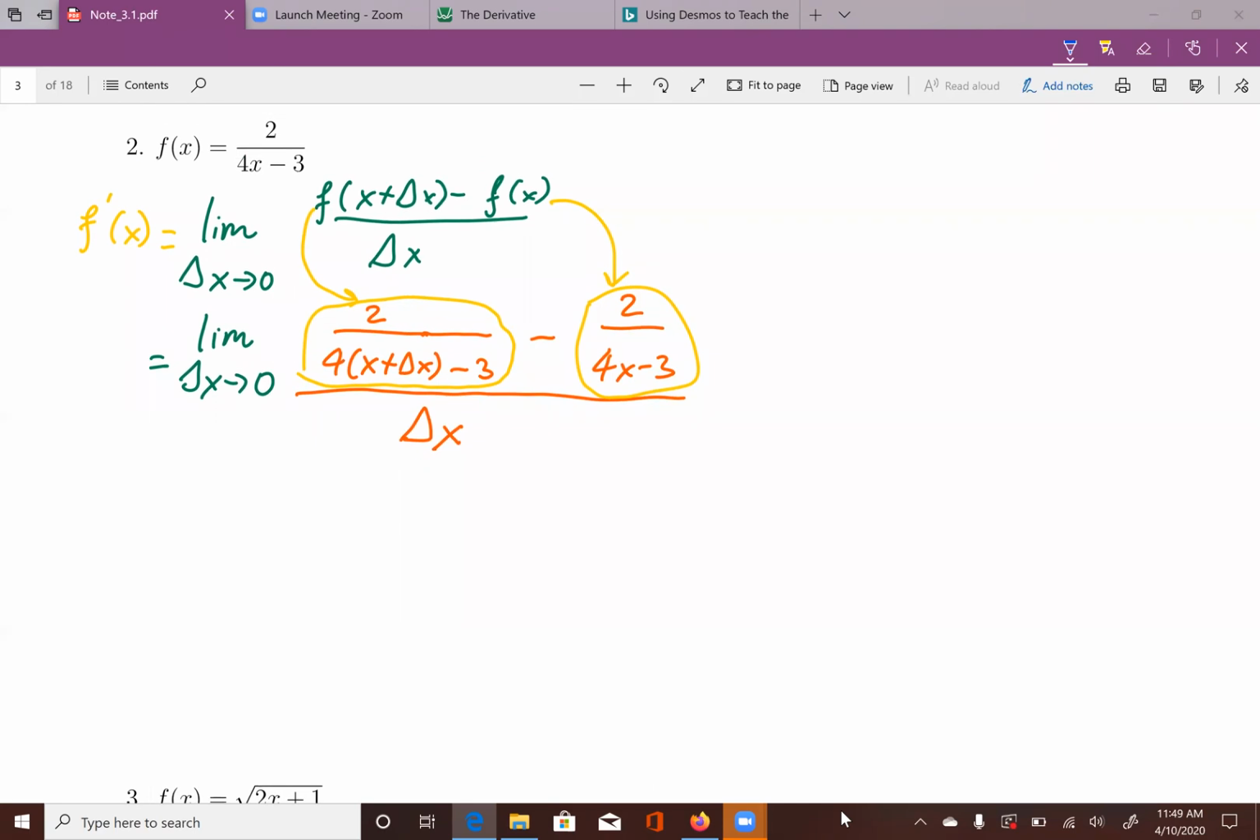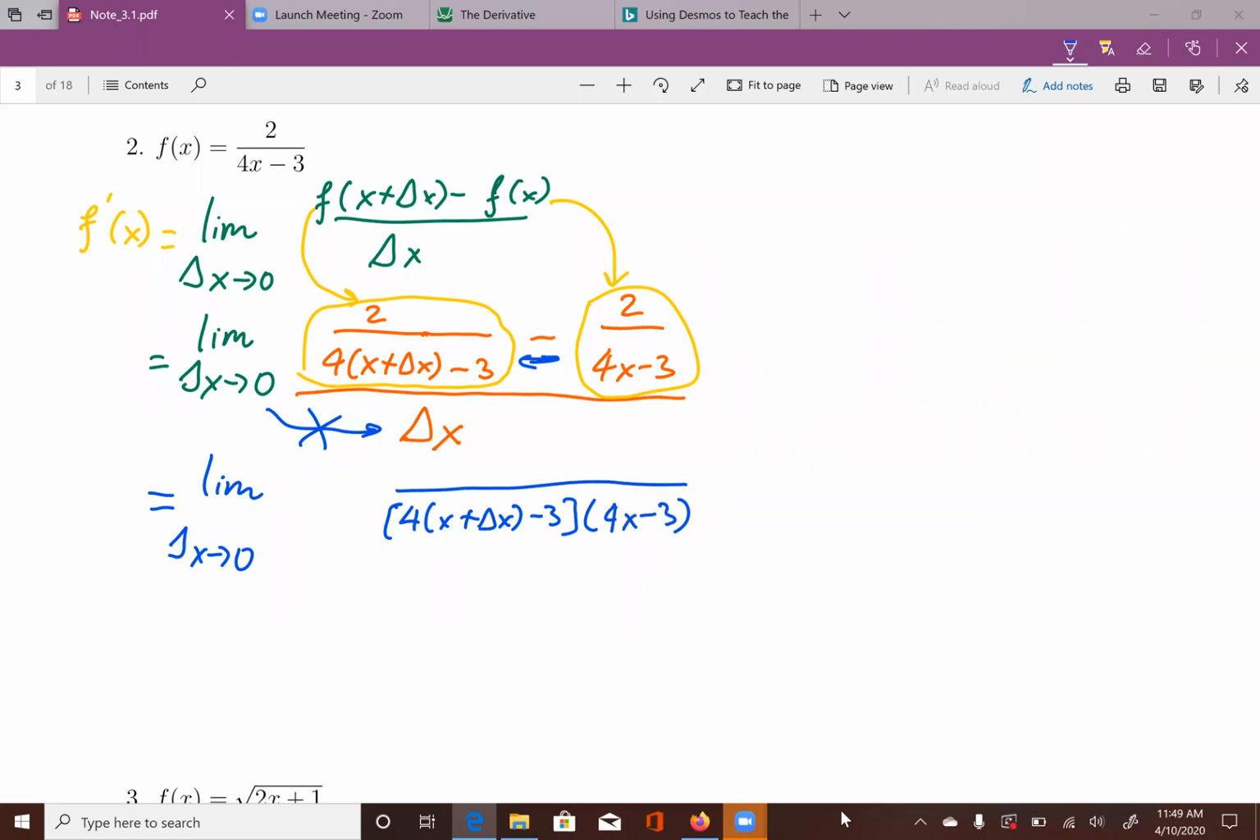So now I cannot plug it in, right? So I have to simplify the numerator. Minus 0. I want to combine the two fractions together by finding the most common denominator. The common denominator has to be the product of the two denominators because they're not sharing any common term. So the common denominator is 4x plus delta x minus 3, the first denominator, multiplied by 4x minus 3, okay?